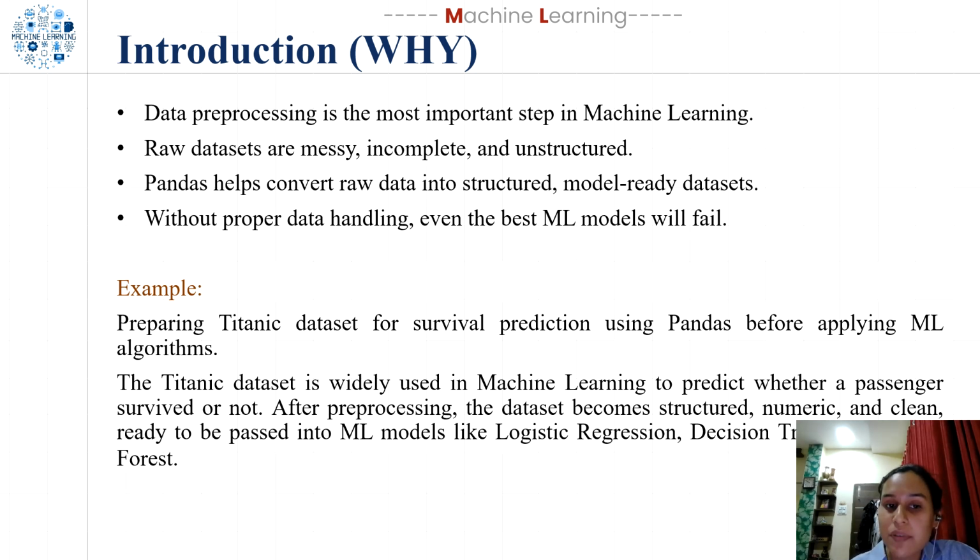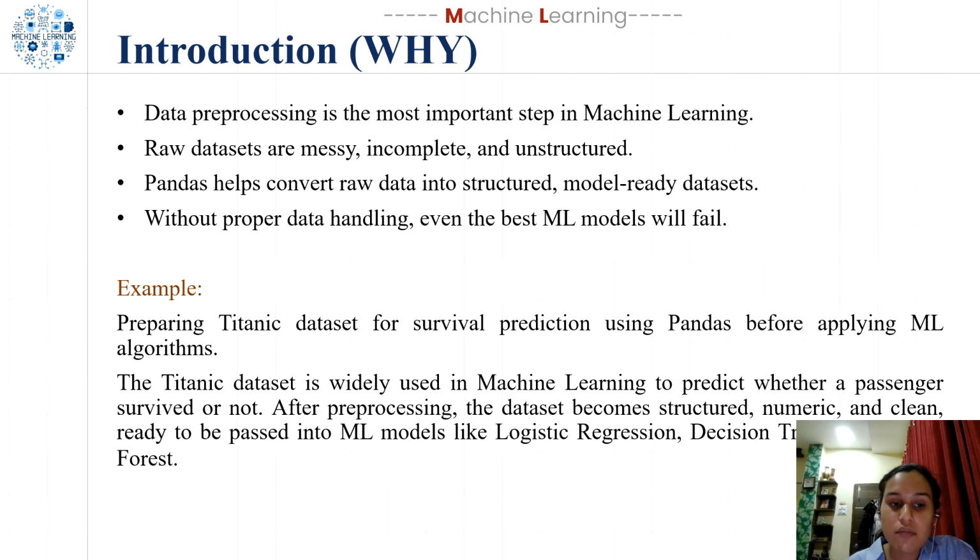So pandas helps convert the raw data into structured, model-ready data sets. And without proper data handling, even the best ML models will fail. So if the data is incomplete, messy, and cannot be handled properly, machine learning models will fail. So the data is the most important thing for machine learning, and the pre-processing step, which requires the pandas library, is also important. And as we all know, pandas is an open source Python library used to pre-process the data.